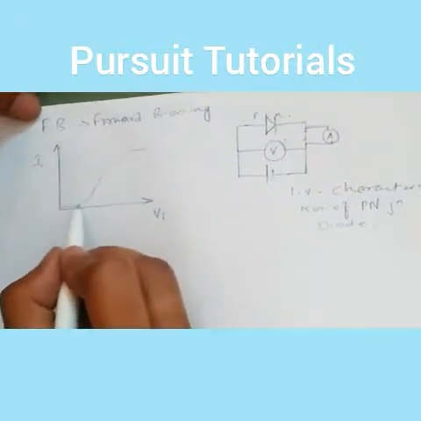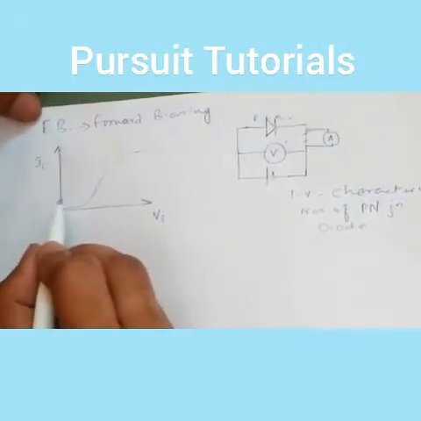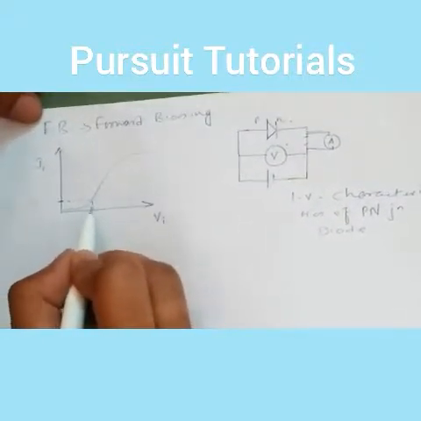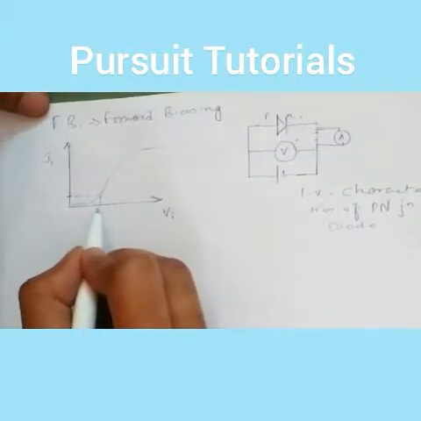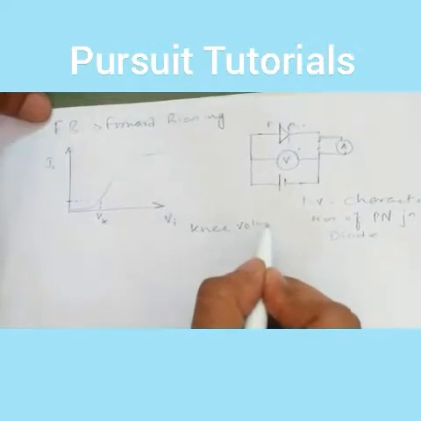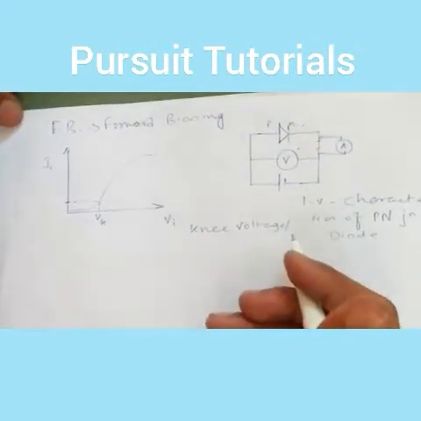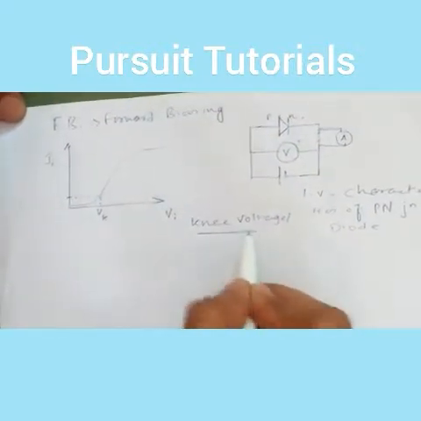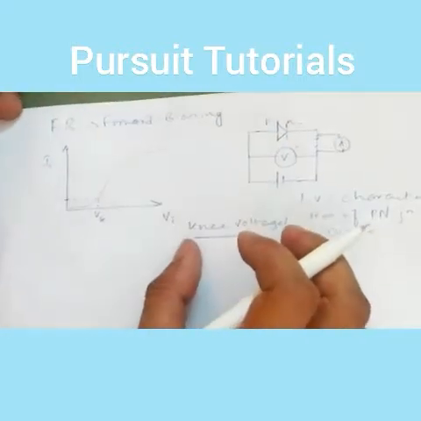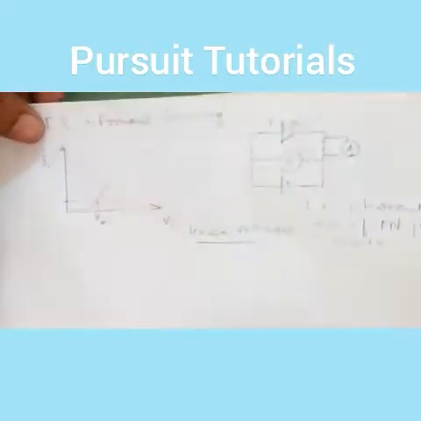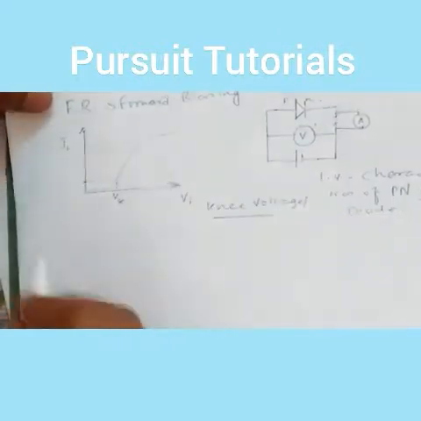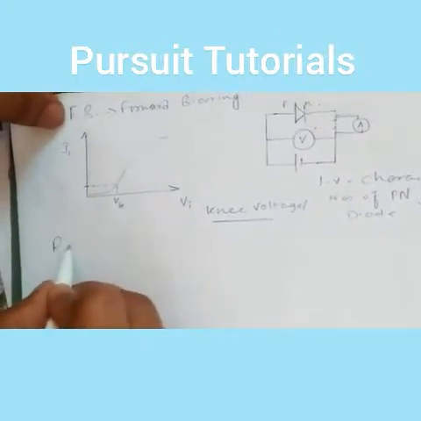The point at which we get a reasonable amount of current, if we extrapolate, then we will definitely get a voltage which we call VK, or knee voltage, or threshold voltage, whatever you call it, it's all the same. This point is very important because this concept would definitely be used in transistors and other devices in the further explanation. After that, we have our negative biasing or reverse biasing.